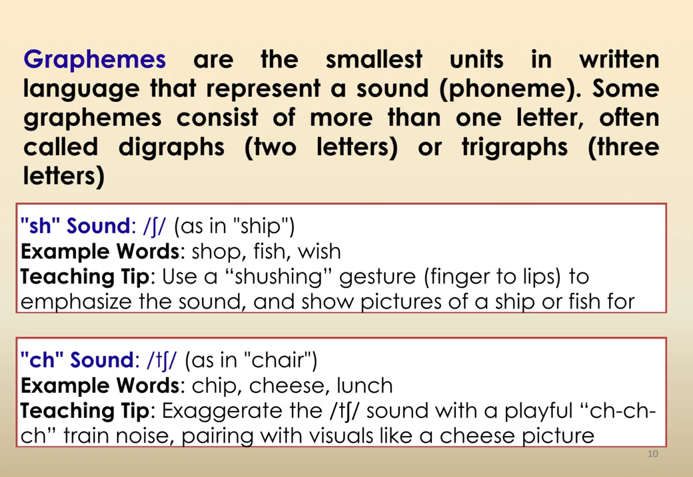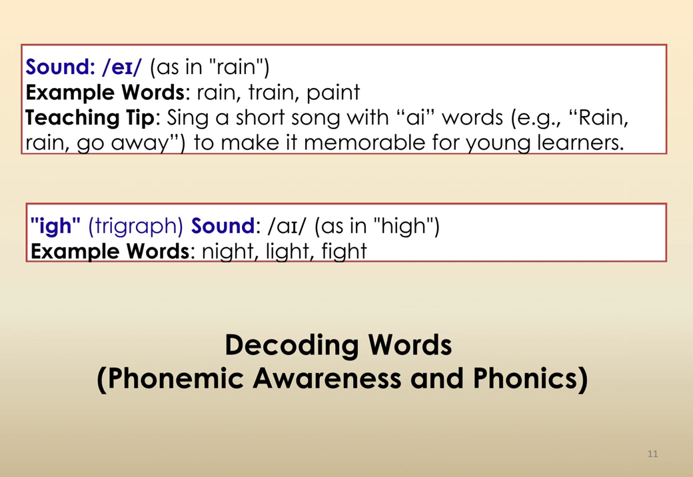A great teaching tip here is to use a physical shushing gesture by the teacher to help young learners anchor the sound. Similarly, we can do the same for the ch digraph in chair or lunch. We can exaggerate the ch sound using the fun ch ch ch ch ch train noise accompanied by clear visuals like flashcards. We also have trigraphs.